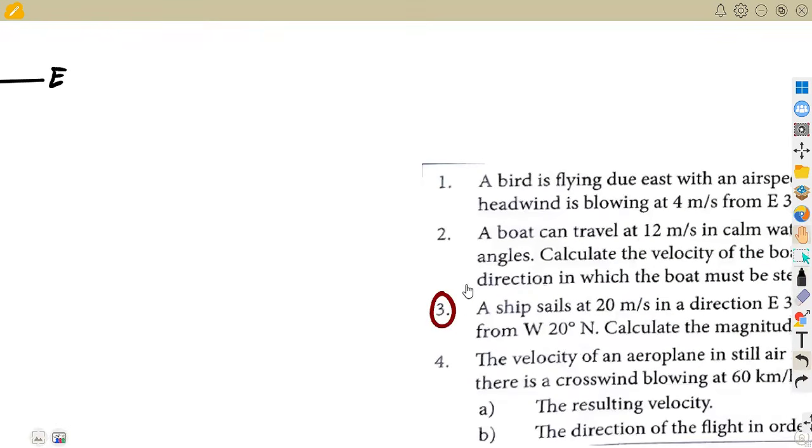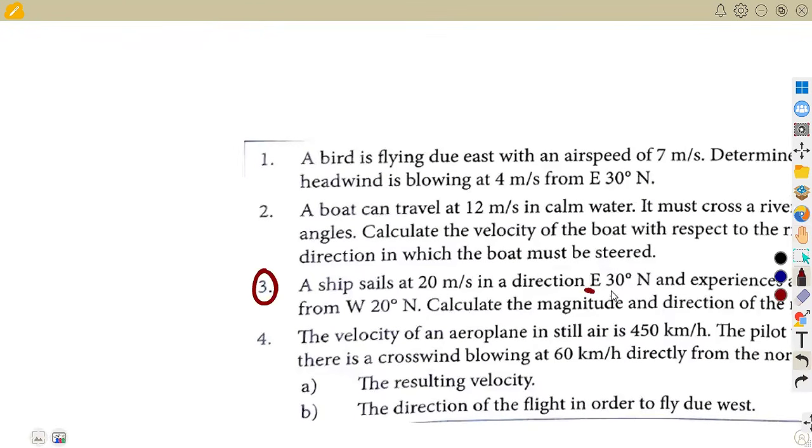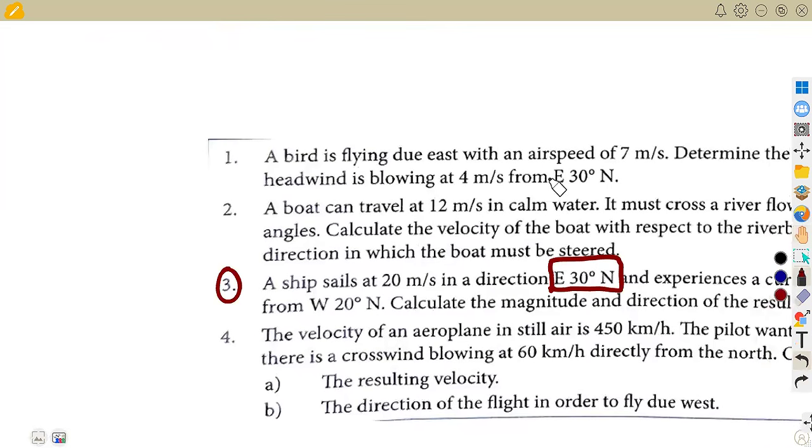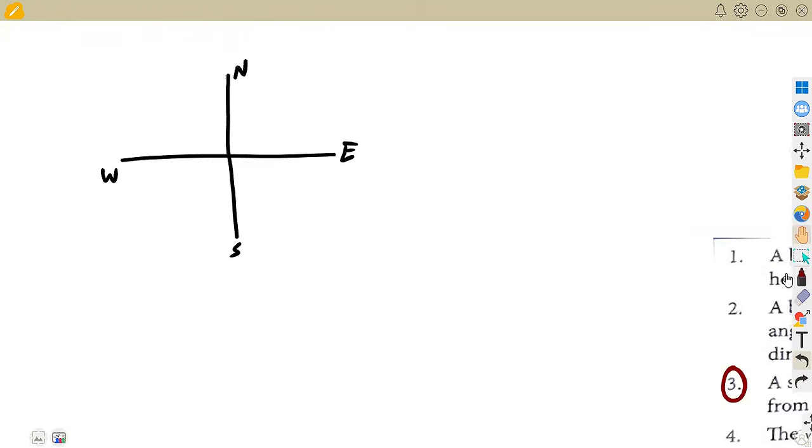So that is at an angle here. It is east 30 degrees to the north. I explained this as it is. It's right there, here, because I remember explaining this. So this one is just straightforward, guys. 20 meters per second. So this is east going to the north like this, at 30 degrees, at 20 meters per second. This is the ship.